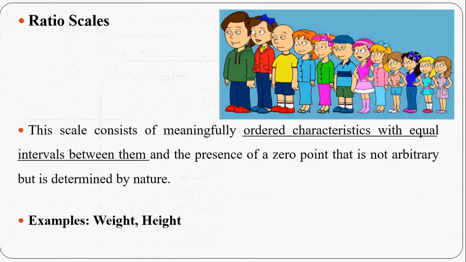Now let's move on to understand what are ratio scales. Now this scale consists of meaningfully ordered characteristics with equal intervals between them and the presence of a 0 point that is not arbitrary but is determined by nature, for example weight, height, etc. So this gives an idea with regard to ratio scales.